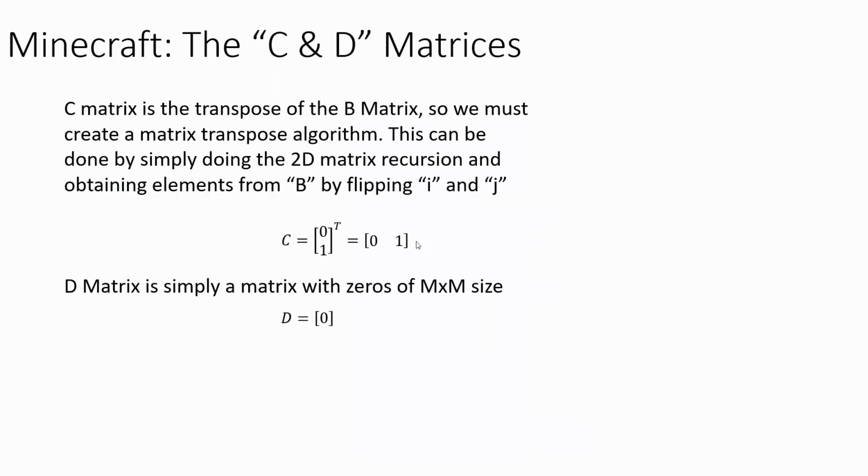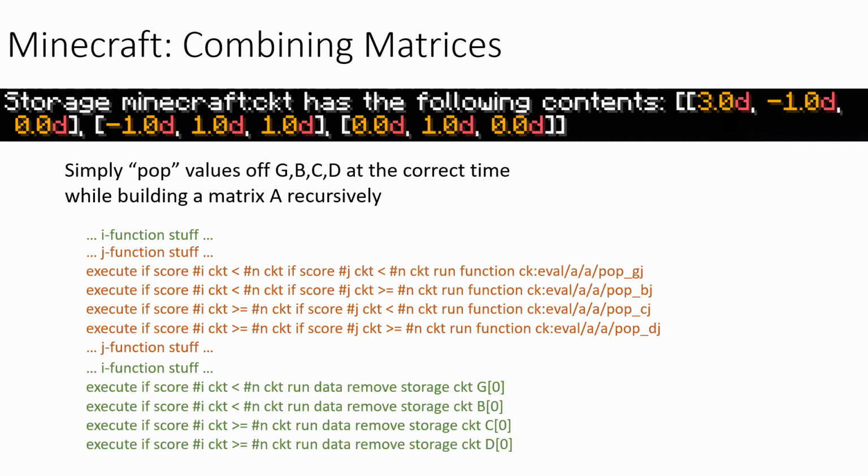All right, so that makes our B matrix. Then the C matrix, we just need a transpose, which can be done using 2D recursion, but swapping I and J, essentially swapping what I and J does. Okay, it's a little bit trickier than that, but I figured that was a very easy algorithm to do. So that one was simple. I'm not focusing on it. And then the D matrix, you just make an M by M. Again, 2D matrix, except the J stuff does nothing. So it just creates zeros.